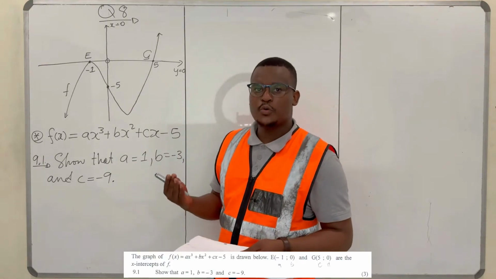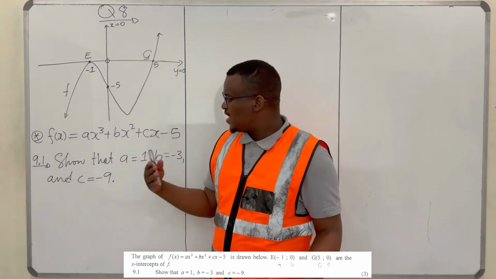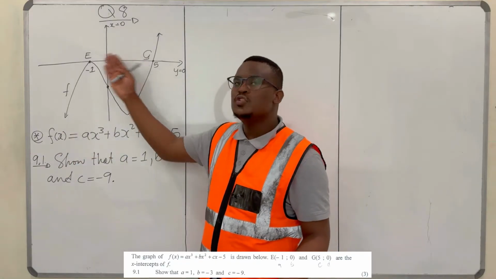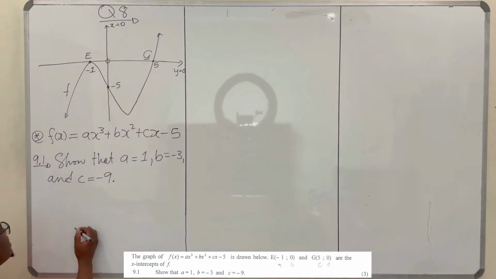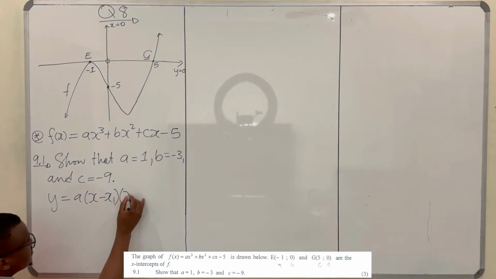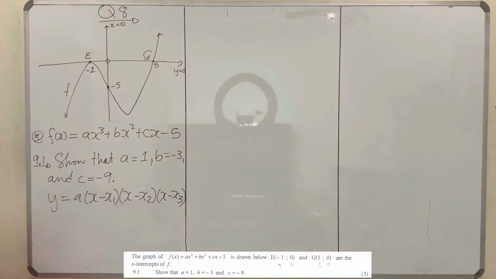So one way of showing this, we have the x-intercepts, right? So we can try to find the equation of f using the x-intercepts that we have, like we normally do. If you want the equation of a cubic function, it's going to be y is equal to a times (x minus x-intercept 1) times (x minus x-intercept 2) times (x minus x-intercept 3). You normally use this formula to find the equation of a cubic function if you are given the x-intercepts, right?